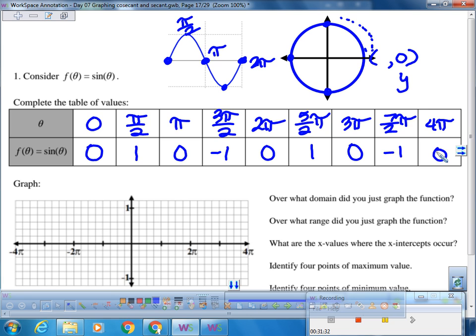Why don't you guys try the cosine on the bottom of the box? Same thing, you're going to have the same rotations: 0, pi over 2. The only thing that's going to change is the cosine values. This is going to be exactly the same rotation, only we're starting at 1. So go ahead and do the bottom, and then check your homework, and then we'll do the cosine. Try it.